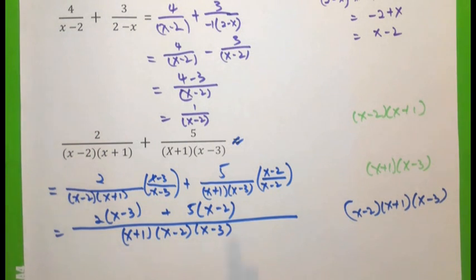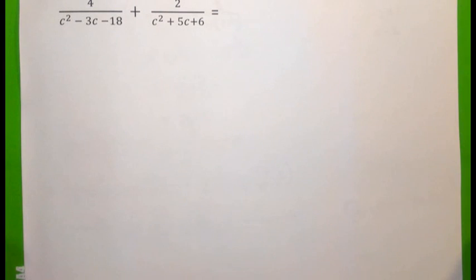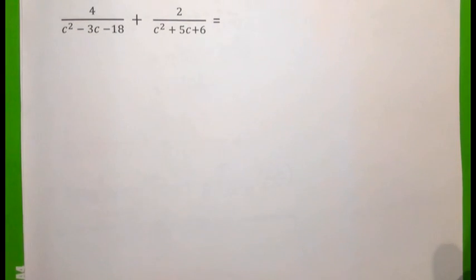So one last one for you to look at. How are we going to do this? I'm going to give you about 30 seconds. Think about it. See how you could solve this. Right, let's look at this problem. How do we add these two together? 4 over c squared minus 3c minus 18 plus 2 over c squared plus 5c plus 6.